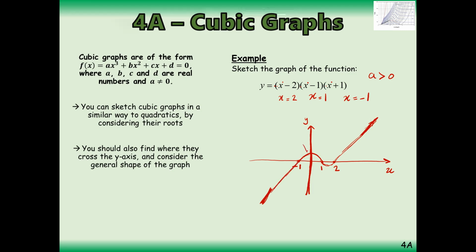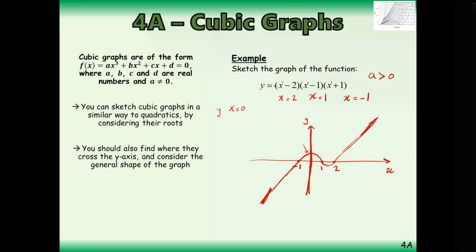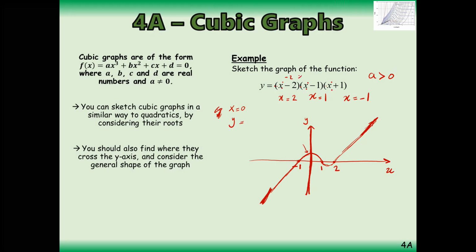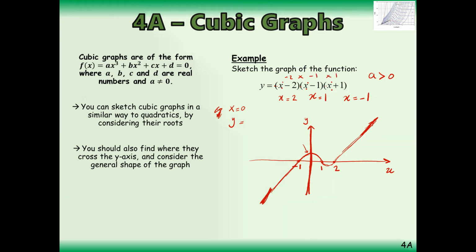Now we also need to figure out what the y-intercept is. How do we do that? We say, what's the y value when x is 0? So y will be, when I substitute 0 here, here, and here, I end up with -2 times -1 times +1. So -2 times -1 gives +2. Y will be +2. So this point here, y is 2.